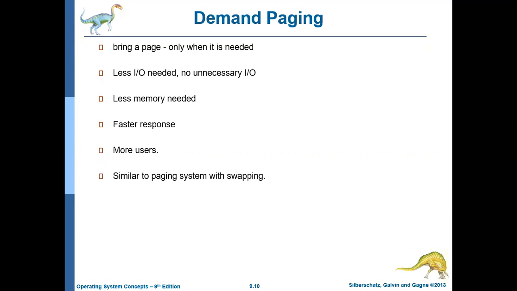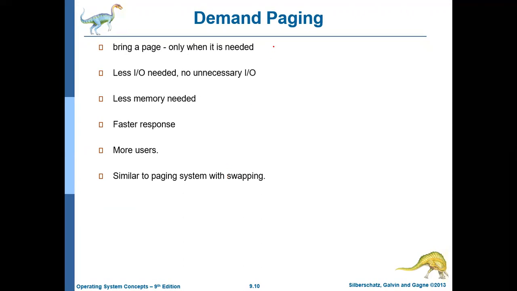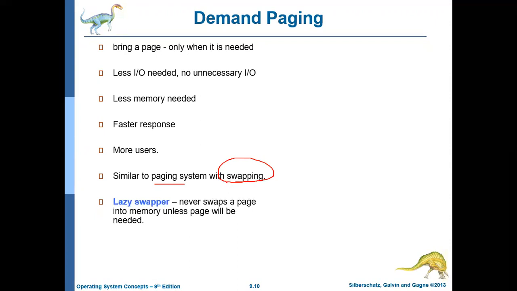We can say that demand paging is similar to paging with swapping. Demand paging is similar to normal paging, which we discussed in the last chapter. Demand paging is nothing but normal paging with swapping. To normal paging you add swapping, then that is called demand paging. But this swapping is not the swapping of the entire process, it is just the swapping of pages. So you can call this a lazy swapper.